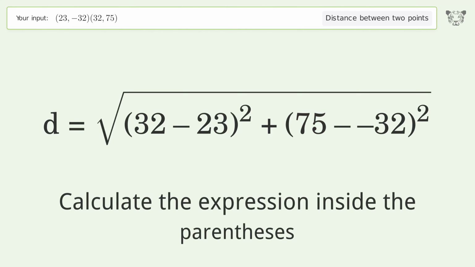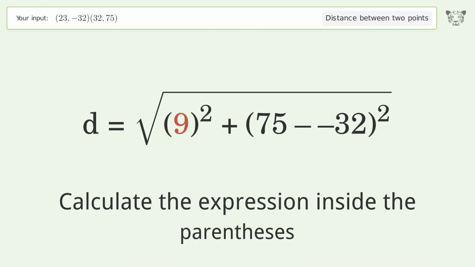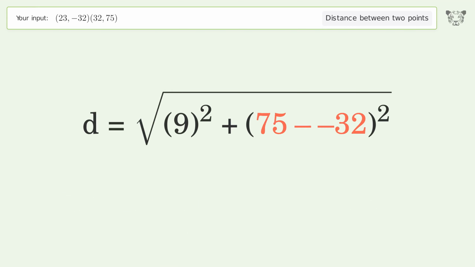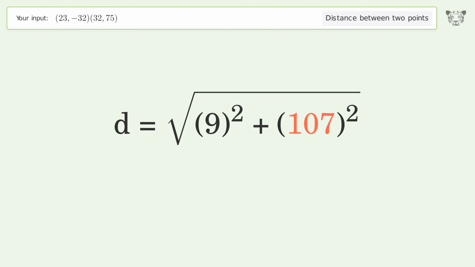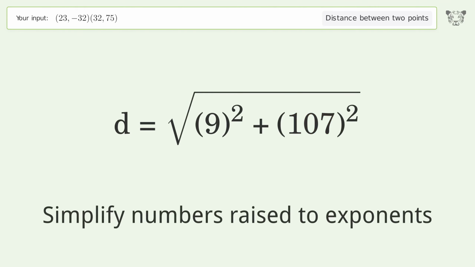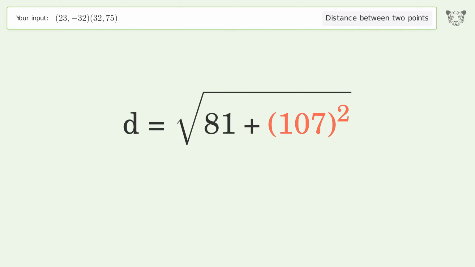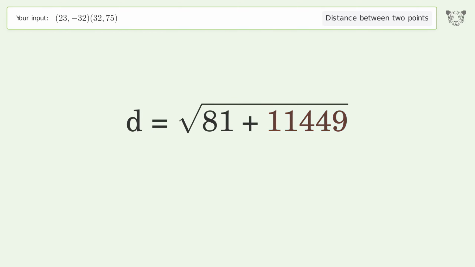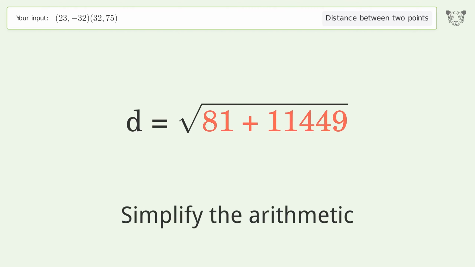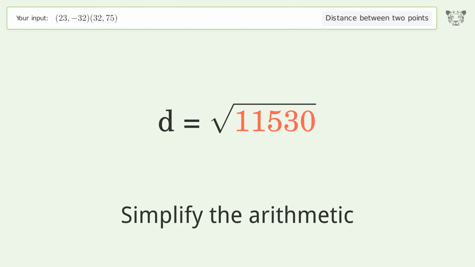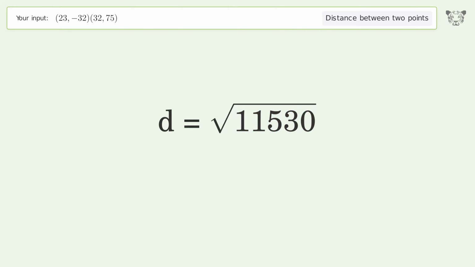Calculate the expression inside the parentheses. Simplify numbers raised to exponents. Simplify the arithmetic. And so the distance between the 2 points is the square root of 11,530, or 107.378.